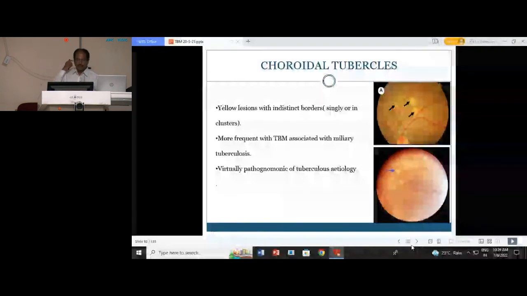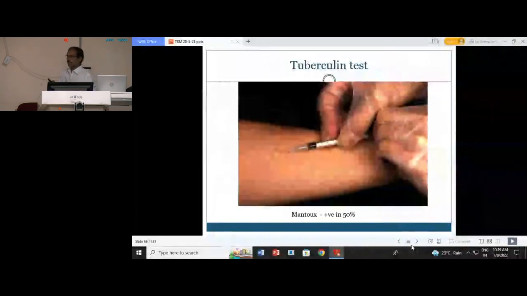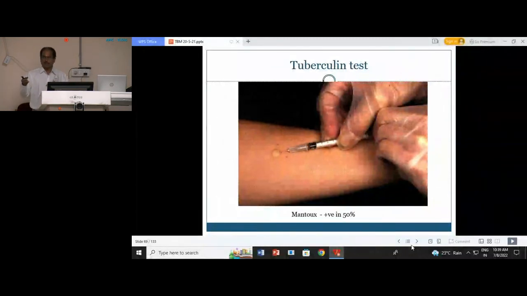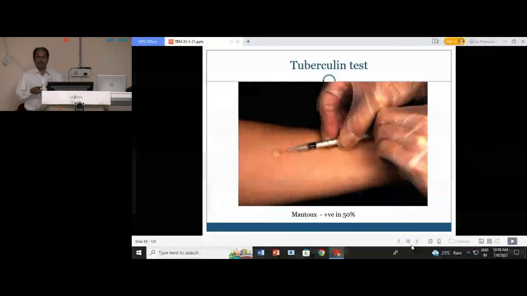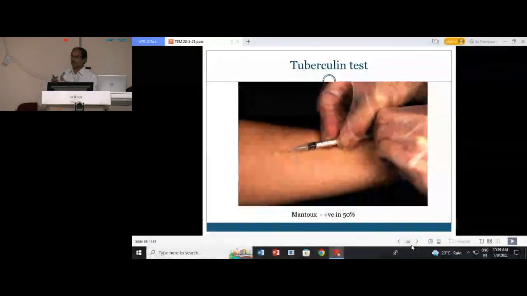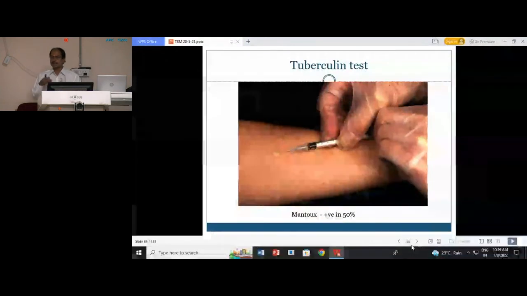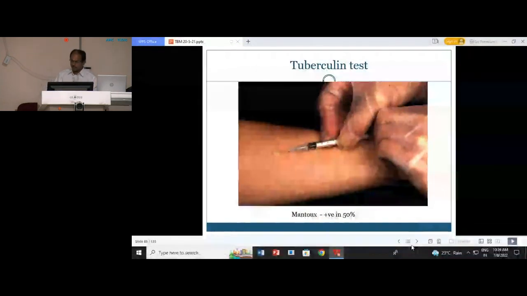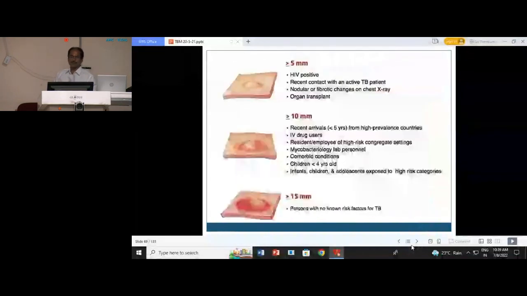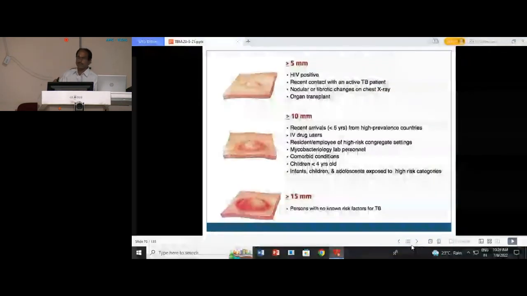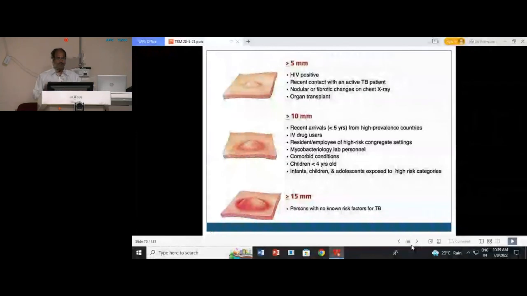Tuberculin skin test, again first described by Robert Koch, also known as Mantoux test. Everybody knows the Mantoux test, Mantoux-Mendel test, Pirquet test, purified protein derivative test, or tuberculosis screening test, with various names. A good screening test, Mantoux is positive in 50% of the patients. In HIV positive patients, more than 5 millimeters. Here you have to see the induration, not the erythema.